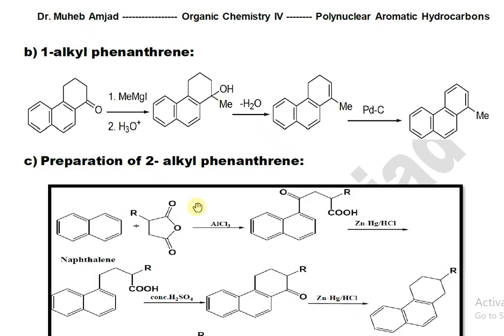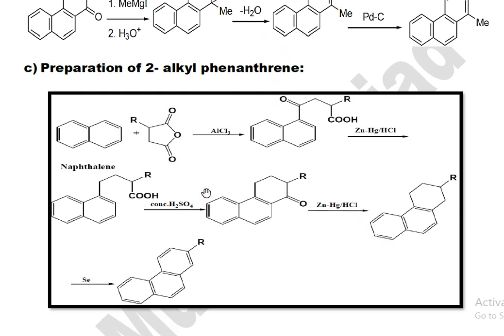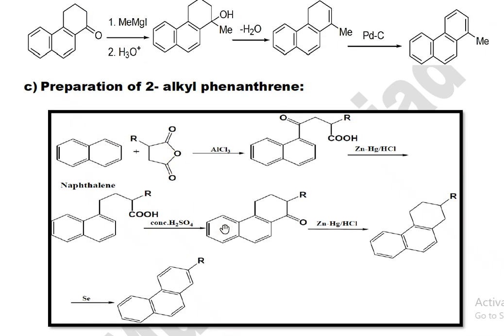Preparation of 2-alkyl phenanthrene here. We use substituted anhydride. It will be opened from this side to give you this intermediate product. It's a carboxylic acid.